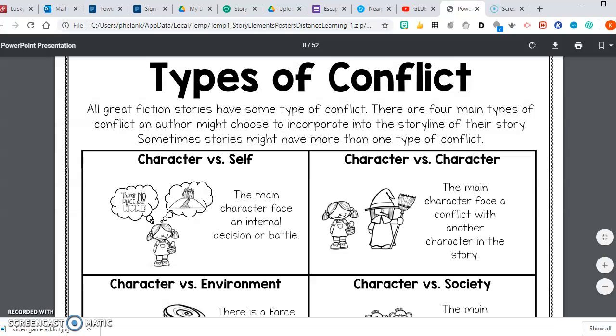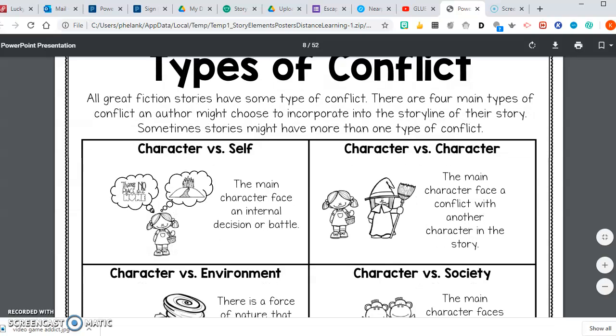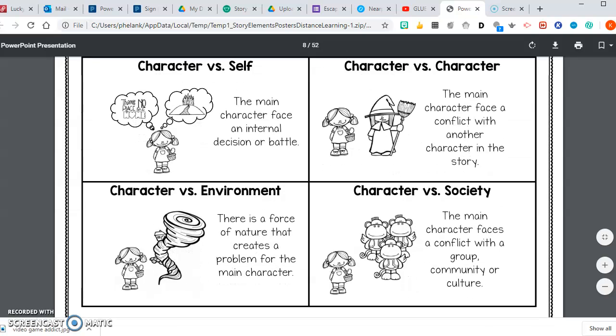And conflict is going to change the way the story plays out. One character is usually going to win, another character loses, maybe there's another character who pushes in with what they want, the character may change a little bit. But character versus character is a very common type of conflict.